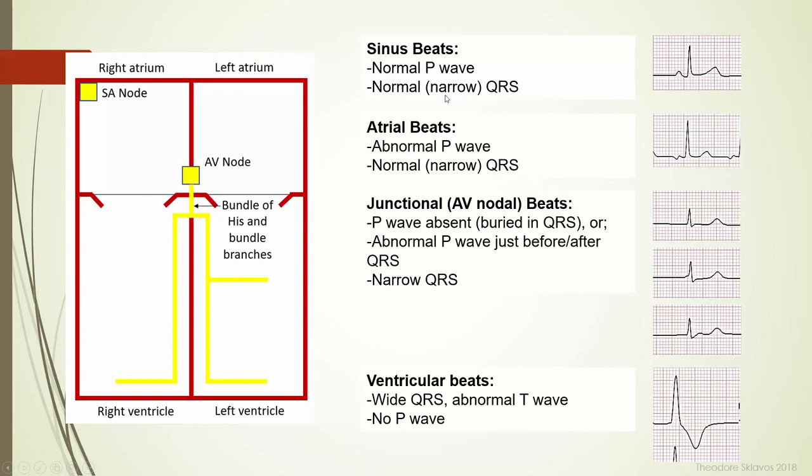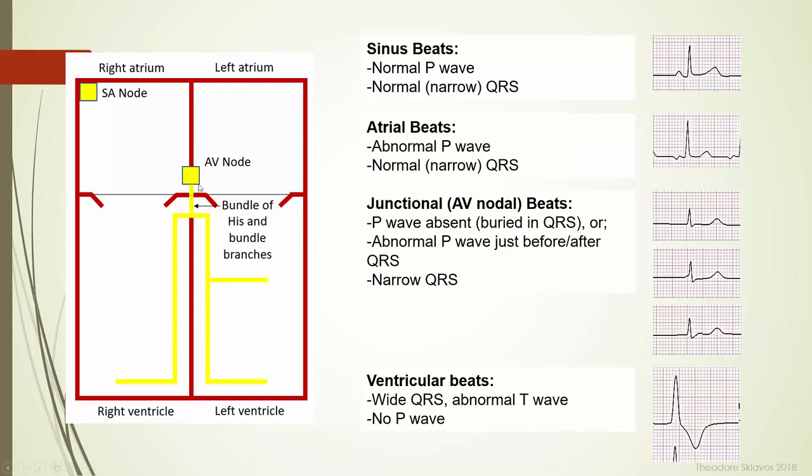Atrial beats, and by this we mean not sinus node, not AV node, so somewhere else in the atria. For example, somewhere up in the left atrial wall. If you have an atrial beat, there's going to be an abnormal P wave. You're not going to have the usual upright in lead 2 and inverted in AVR pattern. You'll have some other pattern. So you have an abnormal P wave, such as this one here.